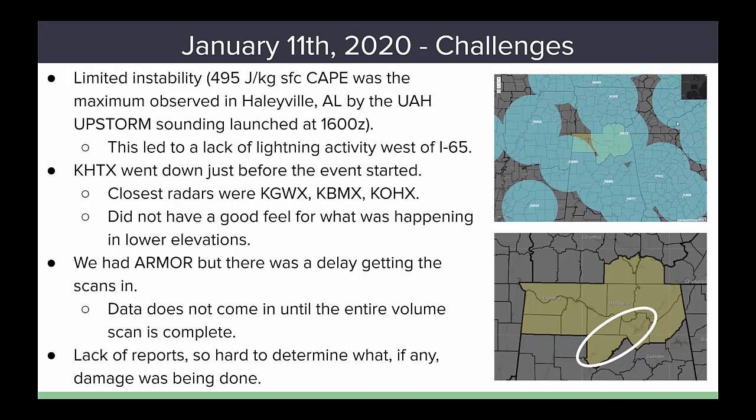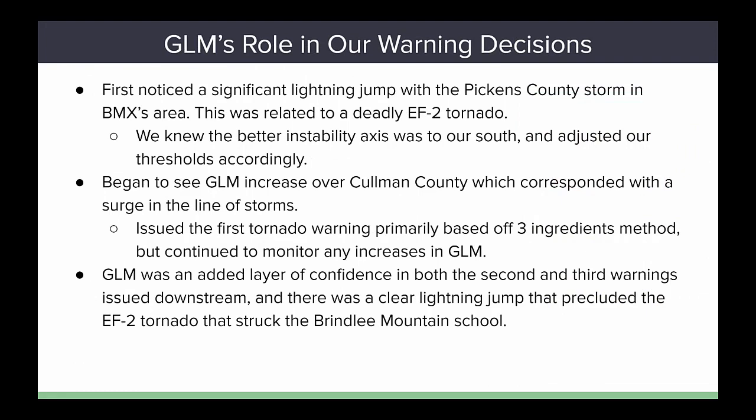There was also a lack of reports, so it's hard to determine what, if any, damage was being done. GLM's role in our warning decisions on this day was that we first noticed a significant lightning jump with the Pickens County storm in Birmingham's area. This was related to, unfortunately, another deadly EF2 tornado. So we knew that the better instability axis was going to be to our south in Birmingham's area, and we adjusted our thresholds accordingly.